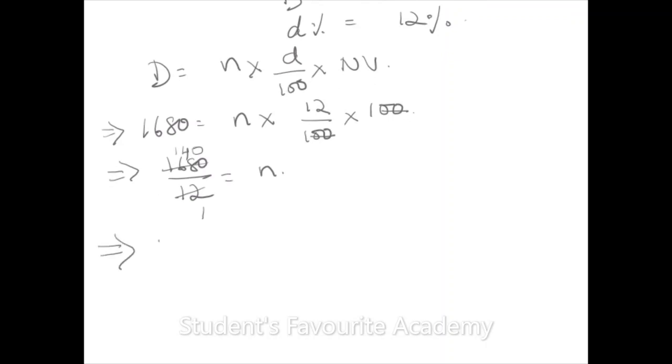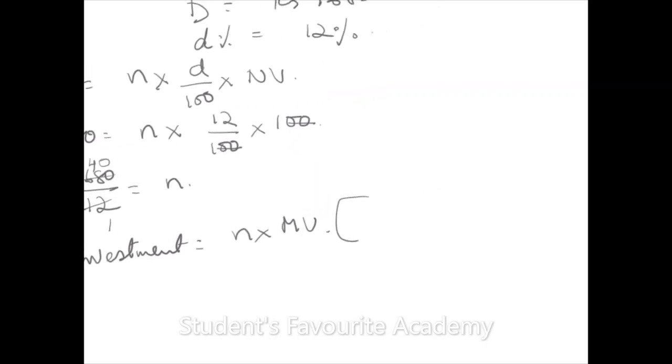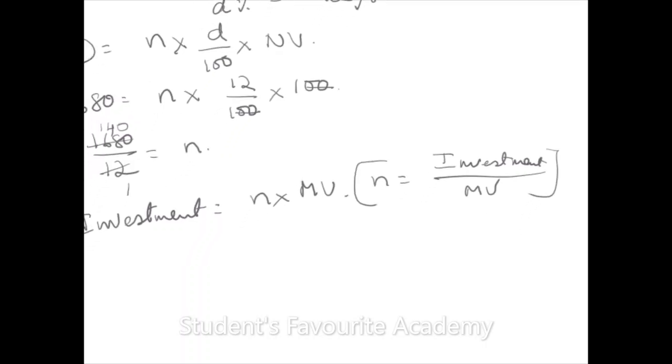So investment is equal to number of shares into market value, isn't it? Why? Because number of shares is investment upon market value. From that formula we got this, isn't it? How we got? Number of shares is equal to investment upon market value. This formula you learnt. So from this formula, investment is equal to n into market value.